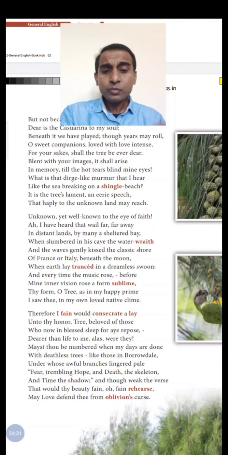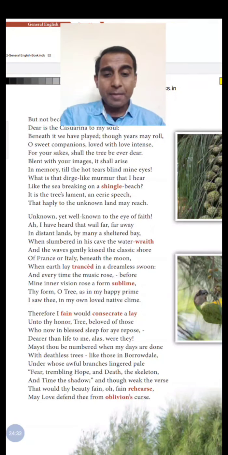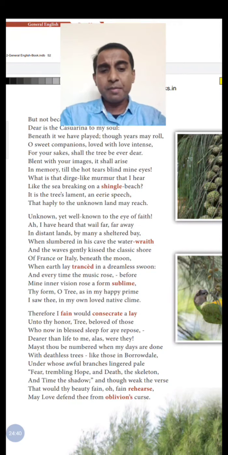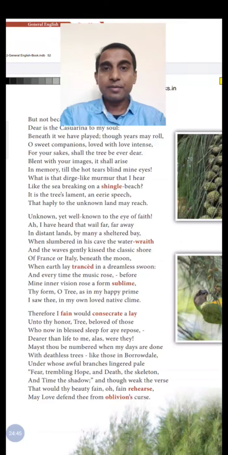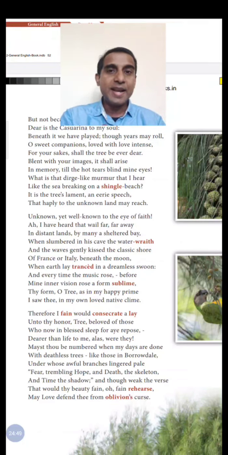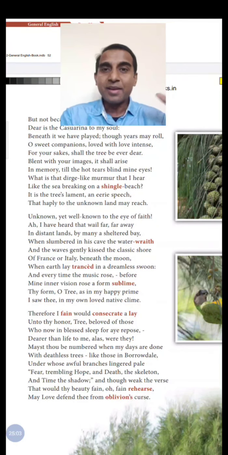Thy form, O tree, as in my happy prime, I saw thee in my own loved native clime. In my inner vision, I can see the tree as I saw it in my native clime. Native means my native place, clime here means climate. I saw it in my native climate. I can just feel the prime, the early days, the kind of blossom, the kind of robust, how green that tree was. The same vision I can get in my inner vision.